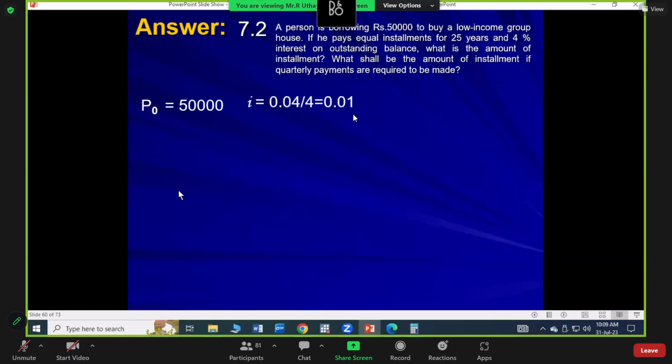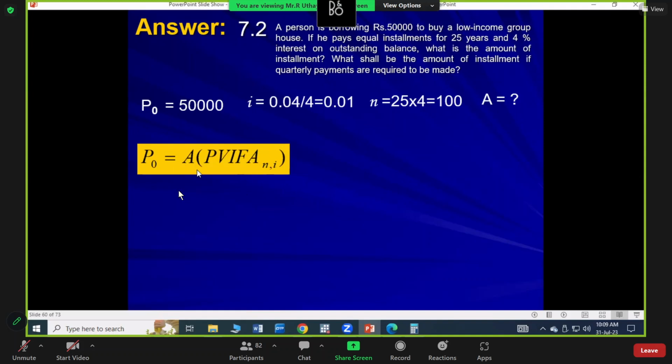You want to divide this interest rate by 4 quarters. So it becomes 0.01. Likewise, you want to increase the number of installments by multiplying with the 4 quarters, 25 years. So the number of periods becomes 100. So you want to find out the annuity in this case.